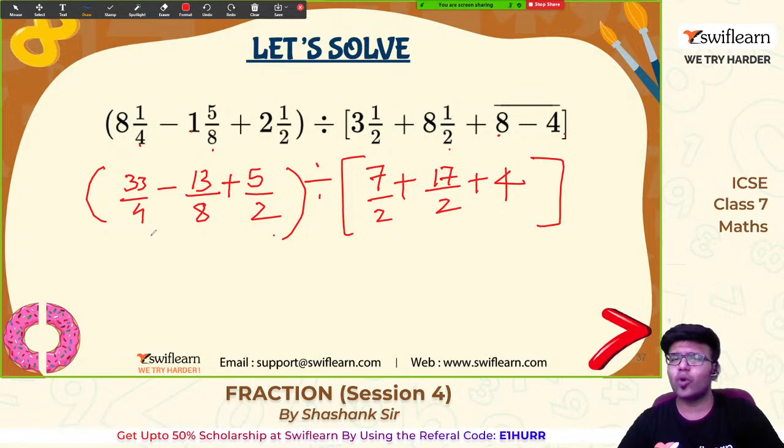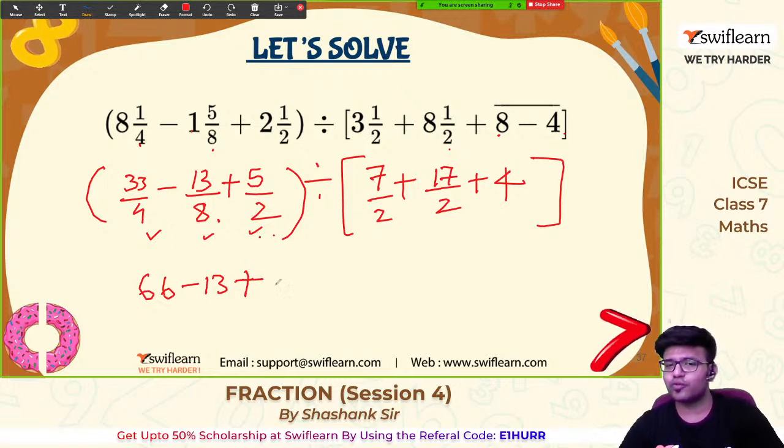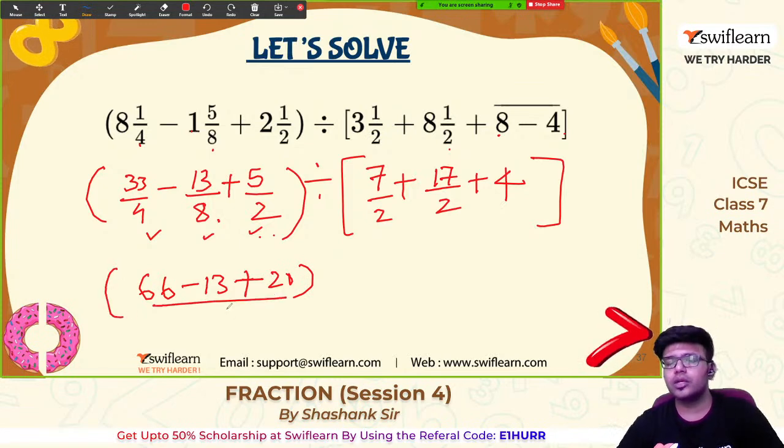Okay, so see, what is the LCM here? LCM of 4, 8 and 2 is 8. So twice of 33 is 66 minus 13 plus 2 fours are 8. So 5 fours are 20. Okay, so by 8.